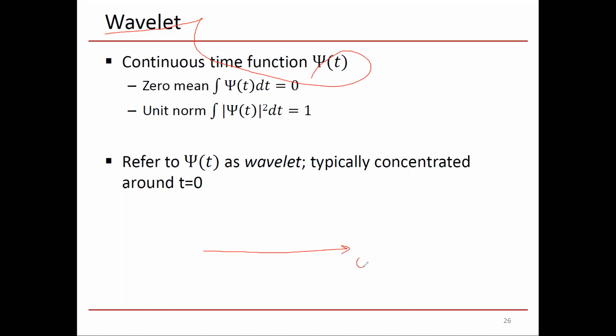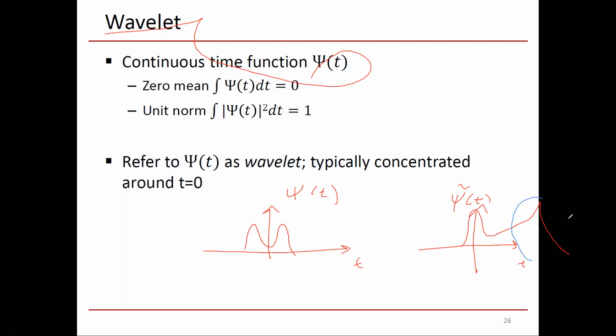So typically, if the horizontal axis is t and the vertical axis is psi of t, a wavelet will look something like that, and not something like that. You'll note that in my second sketch, psi tilde of t, a big chunk of the action in the wavelet is happening over here, which is located away from 0. All right.